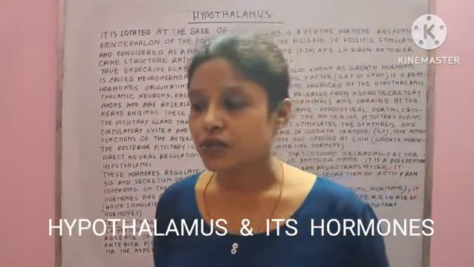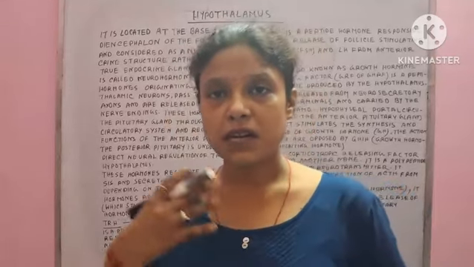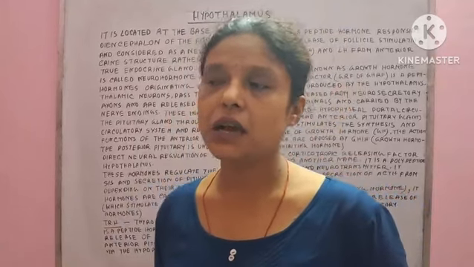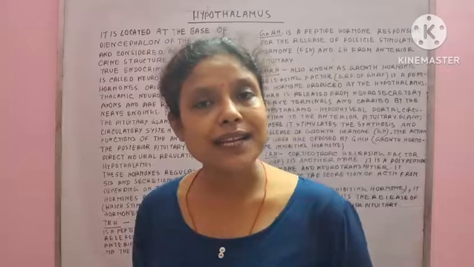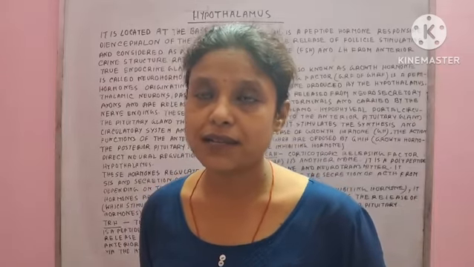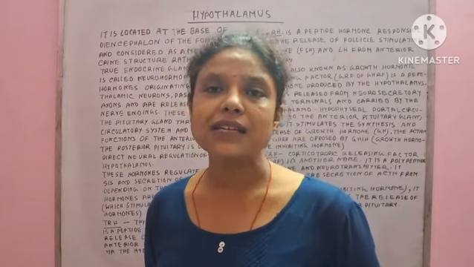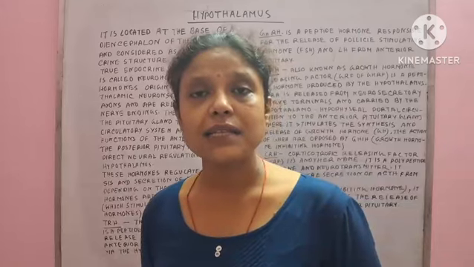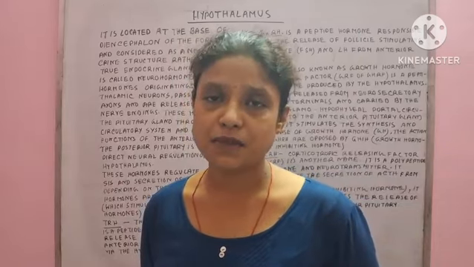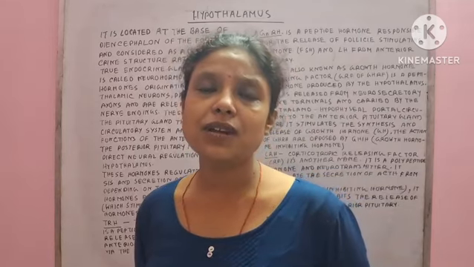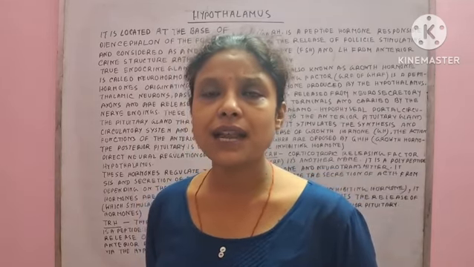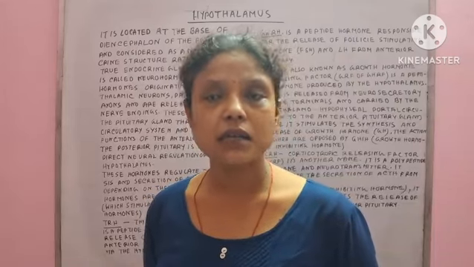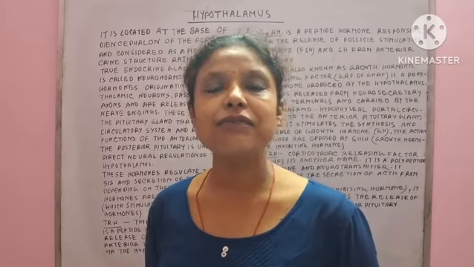Today's topic is the hypothalamus gland. Here, first we have to understand that generally two types of glands are present in our body: the endocrine glands and the exocrine glands. Endocrine glands generally secrete hormones, and exocrine glands generally secrete enzymes. So what is the difference between the endocrine gland and the exocrine gland? Endocrine glands are without ducts, D-U-C-T, but exocrine glands have ducts.